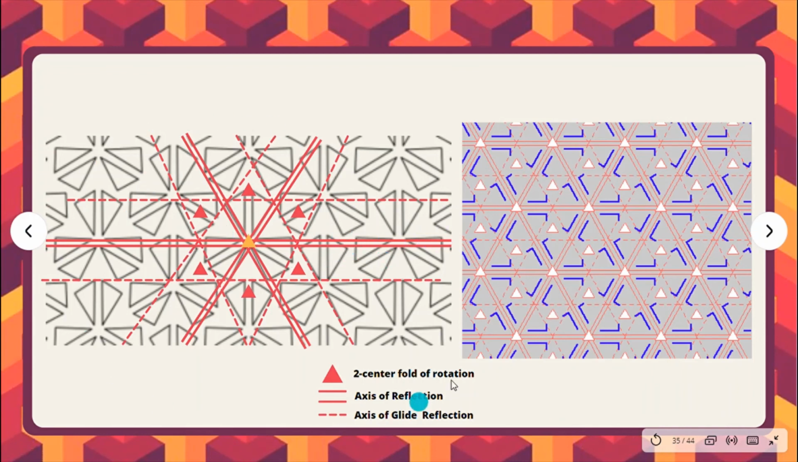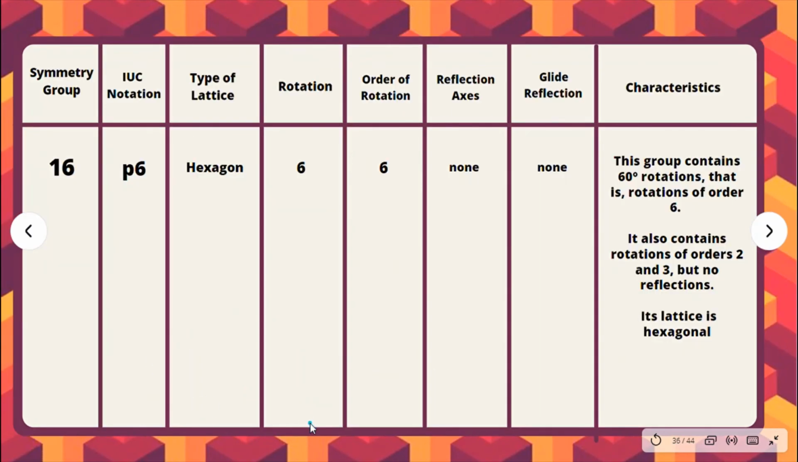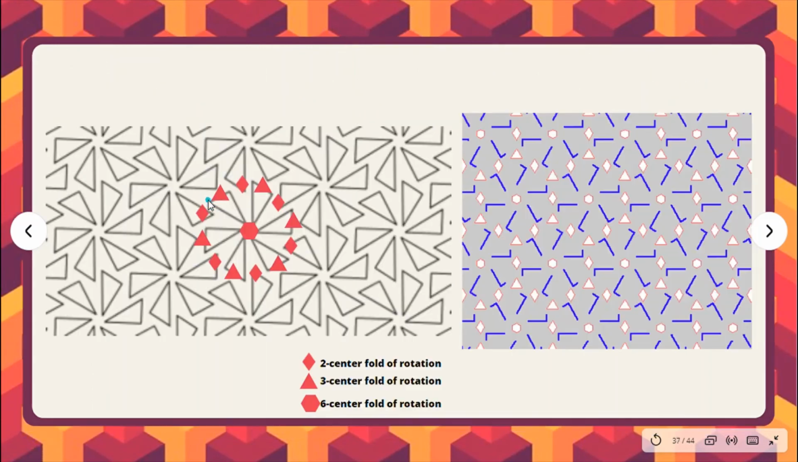And after the composition, these are the patterns that can be formulated. For the 16th type of symmetry group, we have the P6 for the IUC notation, we have the hexagon for the type of lattice, and we have 6 rotations in the order of rotations. While for the two types of reflections, we have none. The number 6 here depicts a 60-degree rotation as well. Let us take a look here.